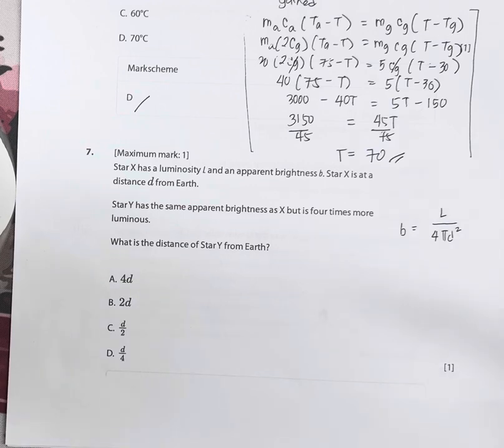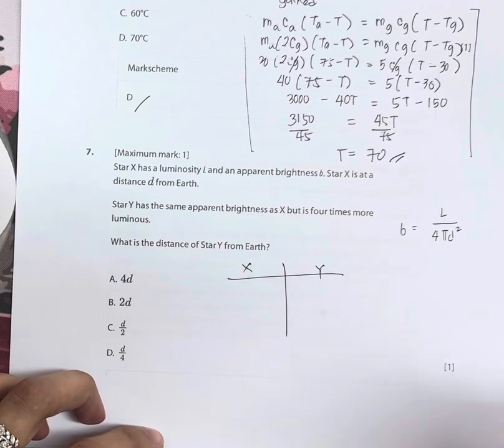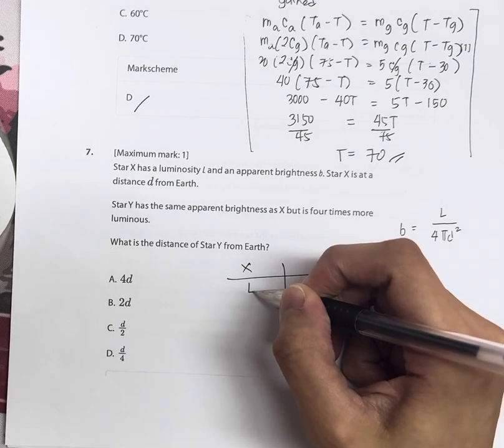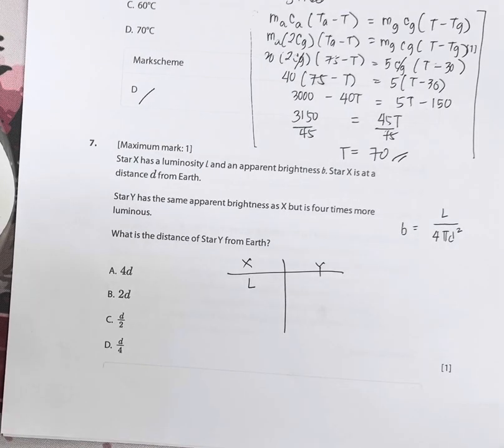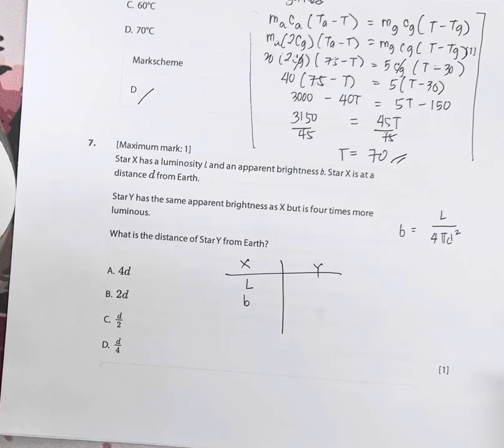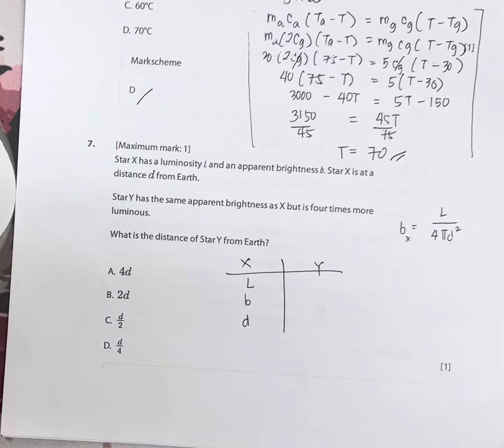Okay, notice that the problem is giving us information in terms of X. A typical kind of question from IB: they give you two things, one in terms of the other. So for star X, the luminosity is just L. That's our basis. It also has an apparent brightness of B, and the distance is just the letter D. So this formula, we can just use as is for X.